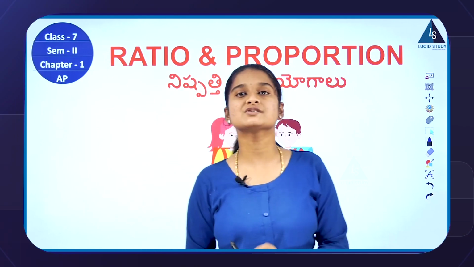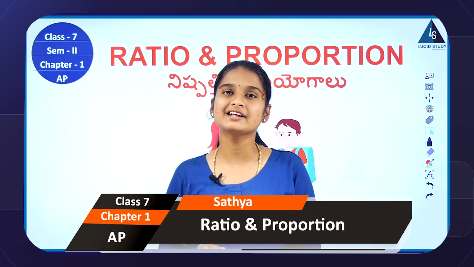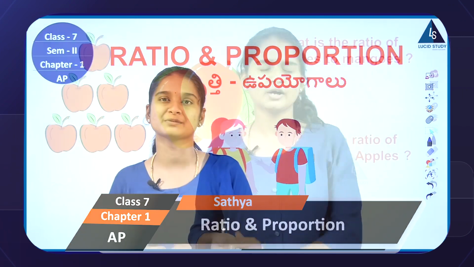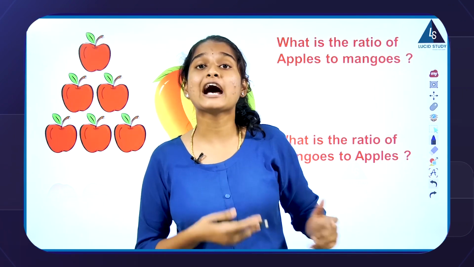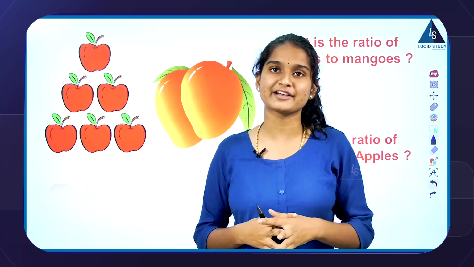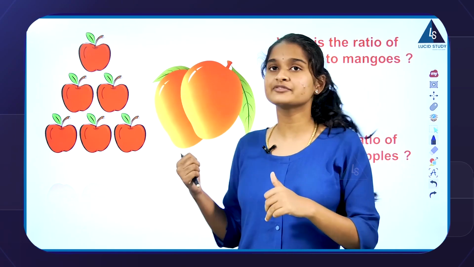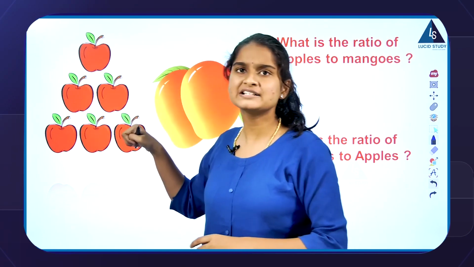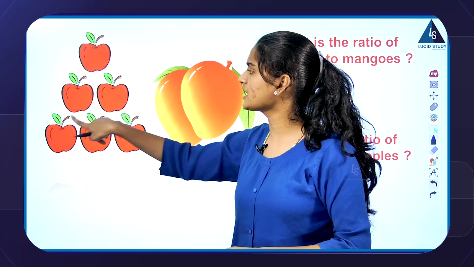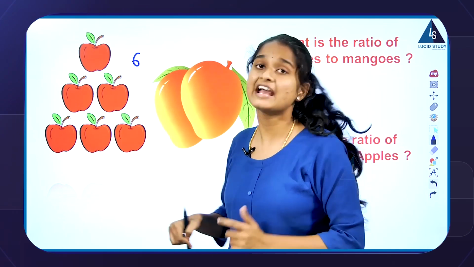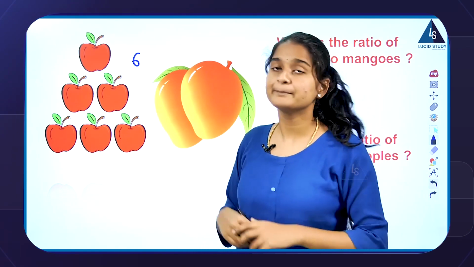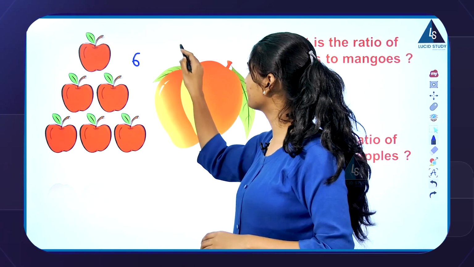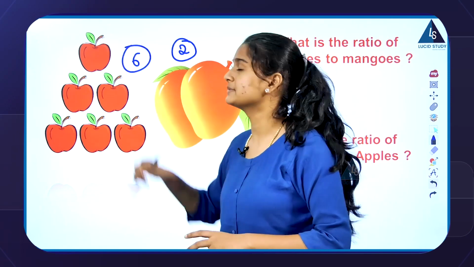Now let us get into semester 2, the first chapter, that is ratio and proportion. What does ratio mean and how do we use this term in our real life? See here children, we have some fruits, apples and mangoes. How many apples are there? 1, 2, 3, 4, 5, 6. We have 6 apples. How many mangoes are there? 1, 2. 2 mangoes, 6 apples.